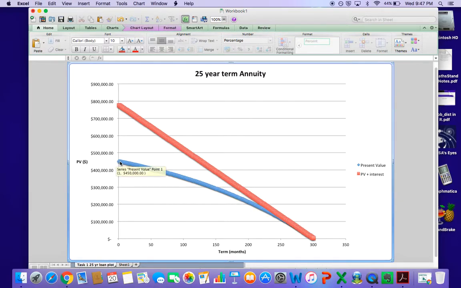If you look at the graph, you can see the graph is kind of level at the start, but then it drops off and becomes more vertical later on.